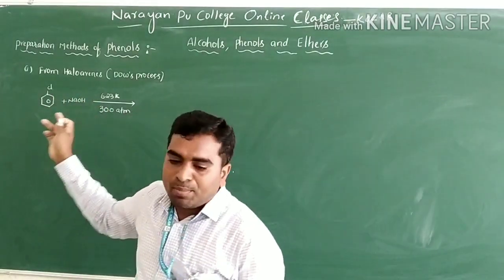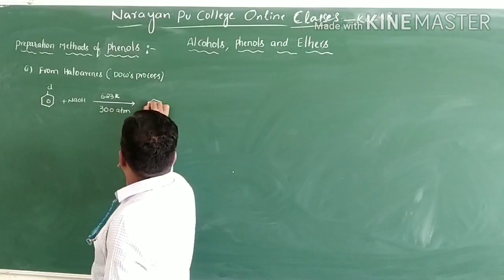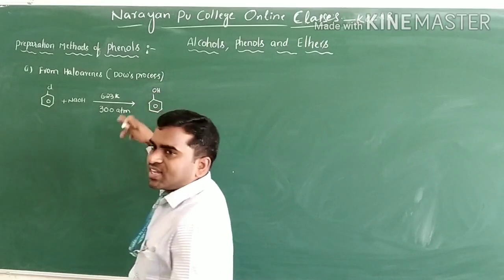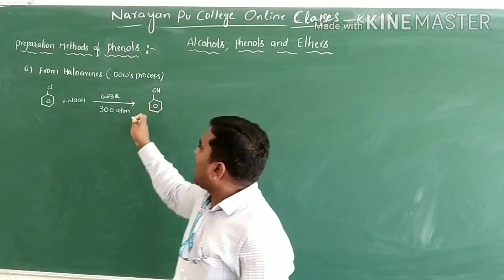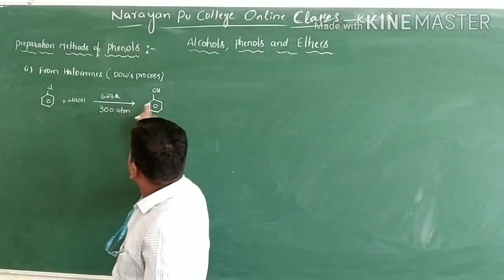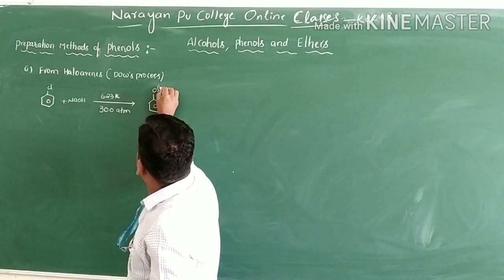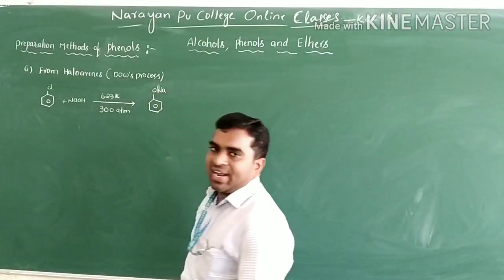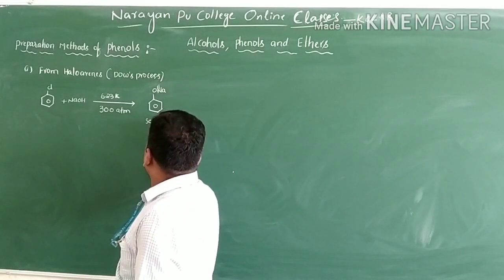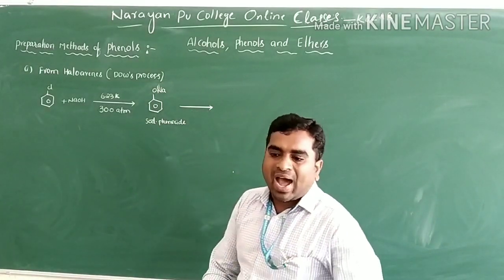Then what happened here? Chlorine is substituted by OH. We will discuss the acidity of phenol: phenols are acidic in nature, but which solution have we used here? NaOH, which is a base, and the phenol is an acid. So first of all we will get sodium phenoxide. Clear? What do we call it? Sodium phenoxide. It is a salt. Then you have to do the hydrolysis.